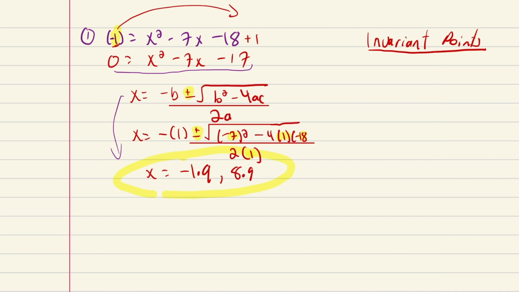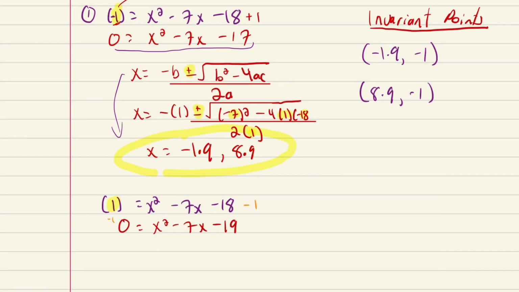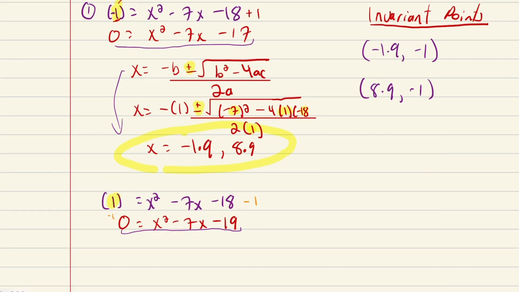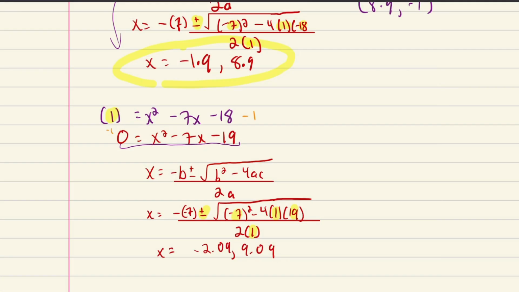And so we see that at negative 1, I have the following invariant points. We got negative 1.9 and negative 1, and then we also have 8.9 and negative 1. So again, I've plugged in my y value here, and we're now going to factor x squared minus 7x minus 19. Again, I'm going to use the quadratic formula, and let's see what we get for x.